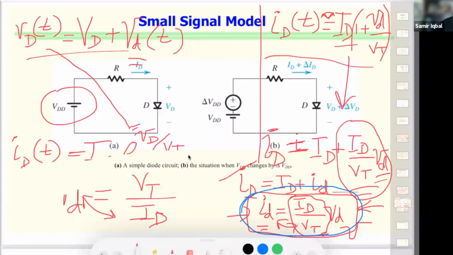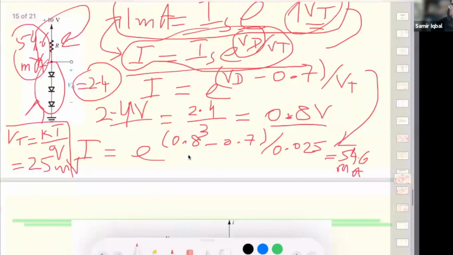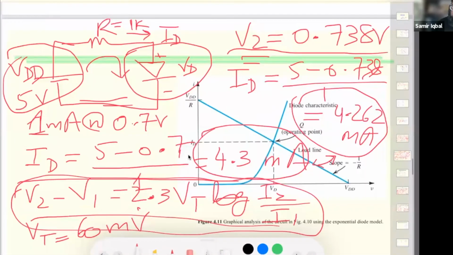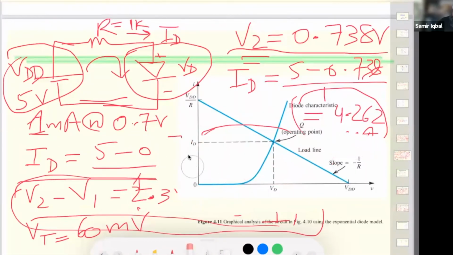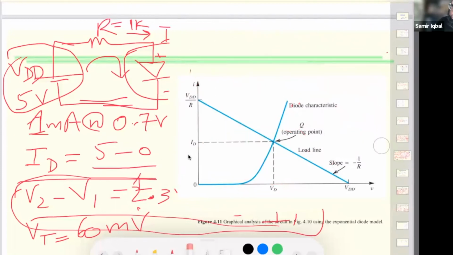Let me write down this. This is IR. So the higher the diode current, the smaller the diode small signal resistance. What do we do with this? This helps us in our small signal analysis. If you now go back to this idea of load line, I'm going to clean this up a little bit, thinking about small signal resistance.